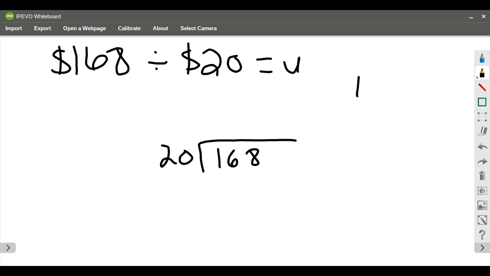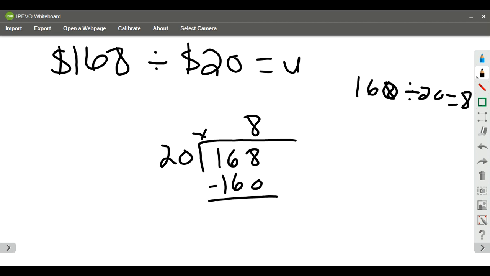So I'm going to take 168 and divide that by 20. And when I divide that by 20, I'm going to take 160. And when I divide that by 20, I get 8. So I'm going to use that, and I'm going to put the 8 right here above this 8. And then I'm going to multiply. So 20 times 8 is going to be 160. I'm going to subtract, and then I have 8 left over.